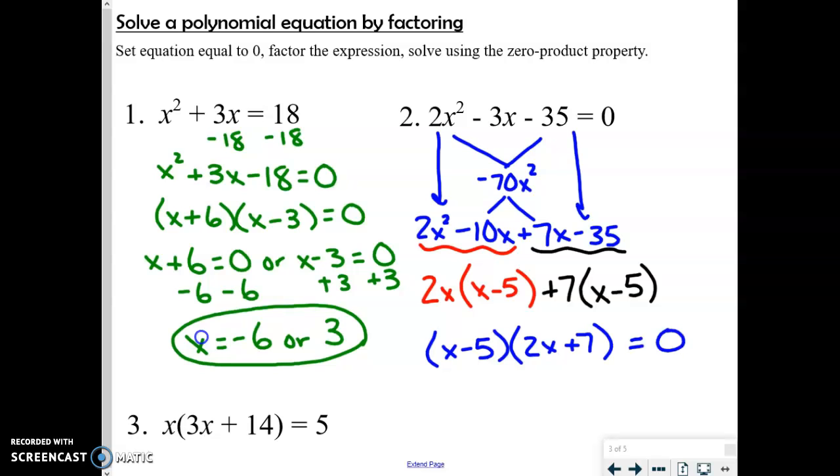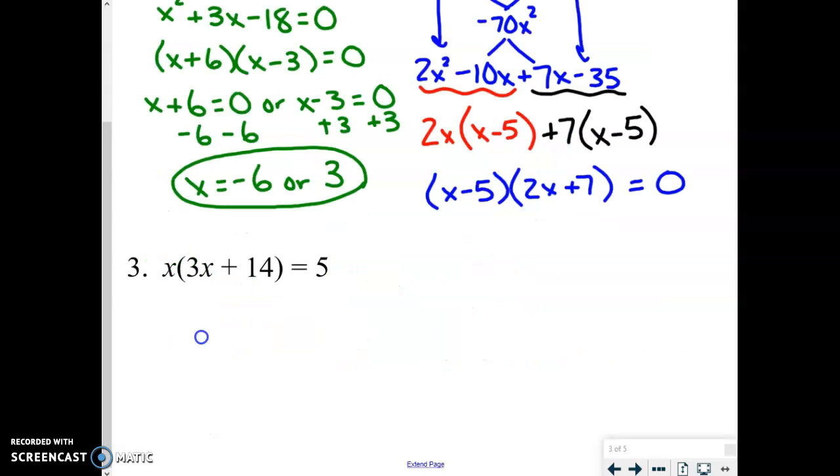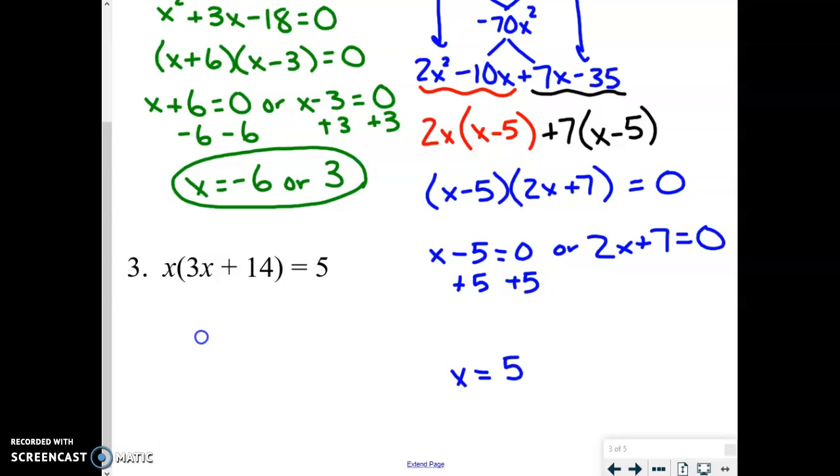Here, ladies and gentlemen, is where we bring back in the 0, because now we need to set our factors equal to 0. So we have x minus 5 equals 0 or 2x plus 7 equals 0. Here we would simply add 5 to both sides, and that would give us one of our solutions, x equals 5. Or subtract 7 from both sides, which gives us 2x equals negative 7. We divide both sides by 2, and that would give us our second answer of x equals negative 3.5.